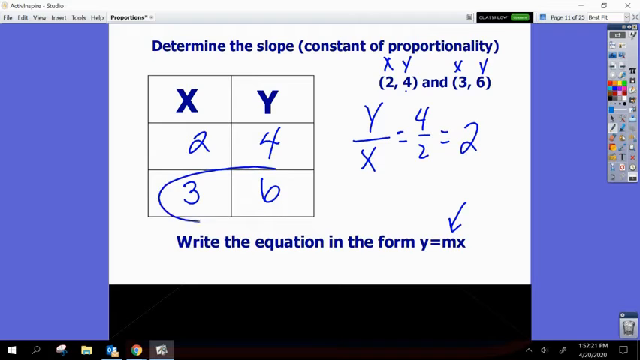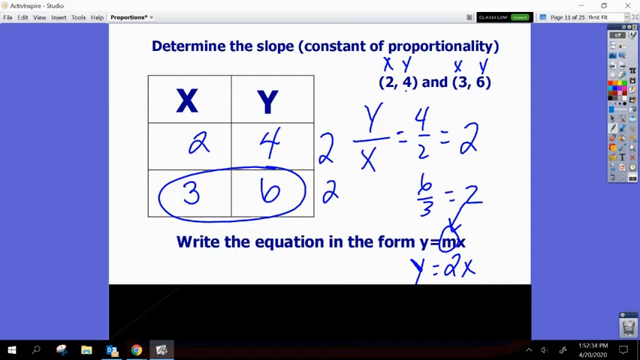You might say, well, what if I did 6 divided by 3? Well, as you know, you'd get the same number. So since you got the same number, which is 2 both times, 2 is the number that goes right there: y equals 2x. The constant of proportionality, also known as slope, is 2.